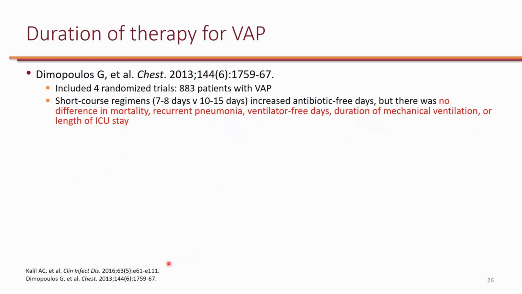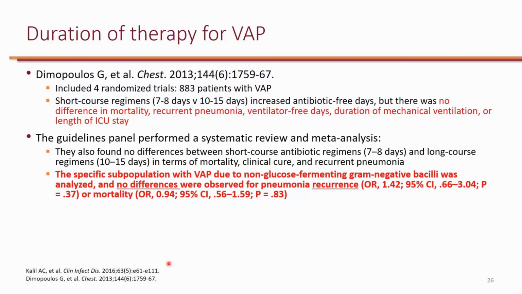There was also a study published in Chest that showed that short course regimen compared to long course therapy was not associated with any difference in mortality, recurrent pneumonia, ventilator-free days, duration of mechanical ventilation, or length of ICU stay. So what happened in 2016 when the IDSA guideline came out is that the panel actually did their own systematic review and meta-analysis, and they found that the specific subpopulation with VAP due to non-glucose fermenting gram-negative organisms was analyzed, and no difference was observed for pneumonia recurrence.